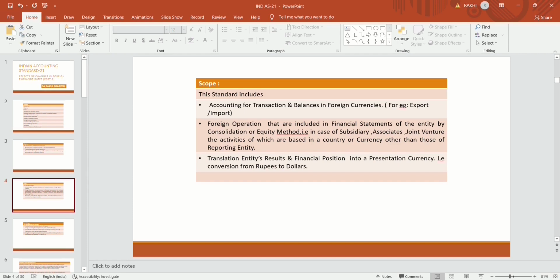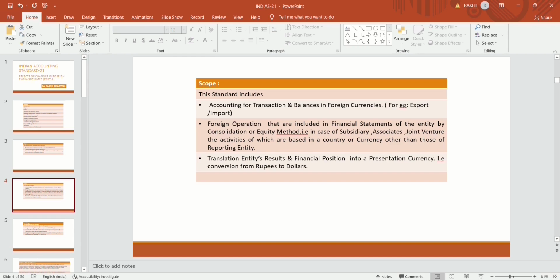Suppose one company, the holding company, is located in India and the subsidiary is located in the US. So how will the company deal with this kind of transactions, how will the company deal with the foreign operations? This standard says about all this, how the company will consolidate the balance sheet. This is included in this standard.